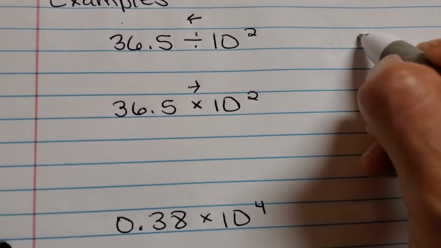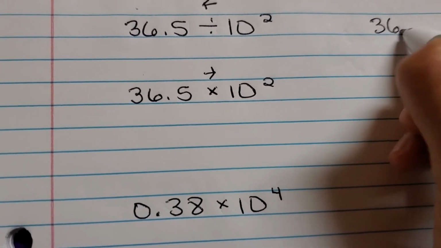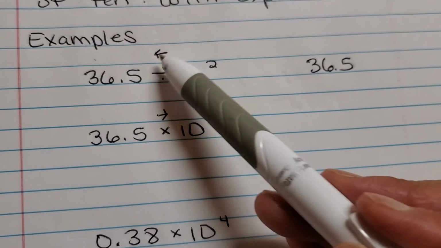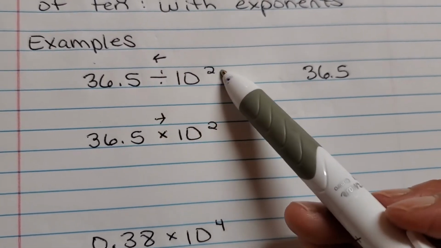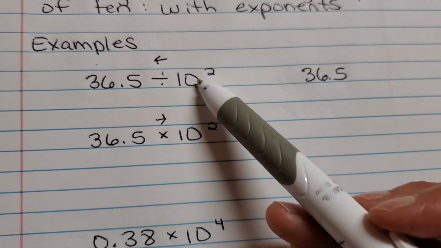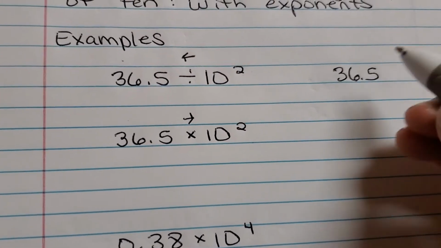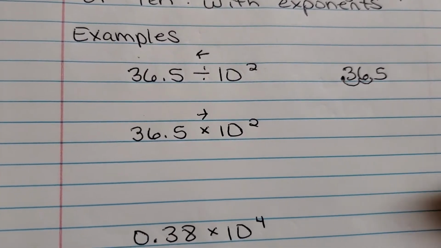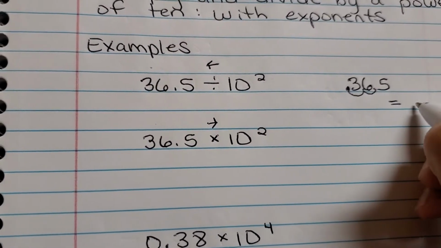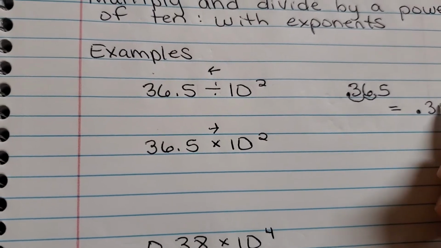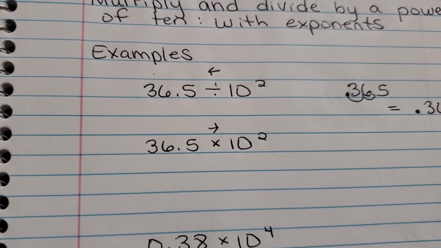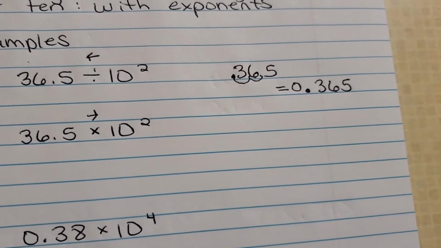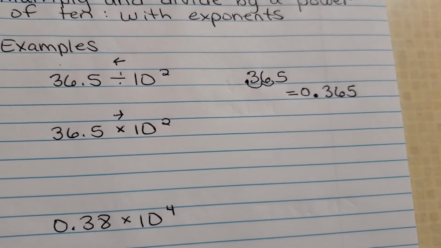So here we go. I'm going to write the number over here. 36.5 again, just so I can move the decimal. So I'm moving my decimal to the left. How many times? 2, because it tells me right here, this exponent. So I find my decimal and I go 1, 2, and that's where my decimal goes. So my answer is 0.365. And I can always just write my 0 in front of it. You don't have to, but I can. So that's my answer.